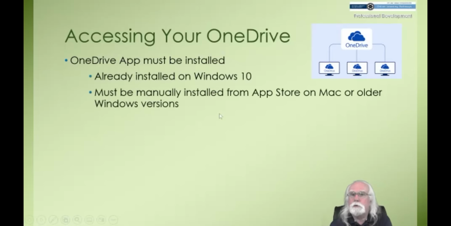If you're using a Mac or an older version of Windows, you're going to have to go to your App Store, either the Microsoft App Store or the Apple App Store, which you find on the Apple menu in your menu bar at the top of the screen on the Mac, and install the OneDrive app manually. It only takes a few seconds to do that. And then you will have access to all these wonderful things in OneDrive that you have access to by virtue of having your Office 365 account from the district.